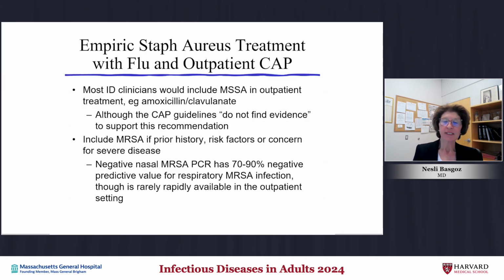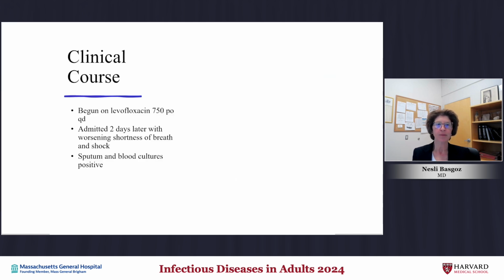And most ID clinicians would therefore include at least MSSA in outpatient treatment, although there's not specific evidence for this. Include MRSA if they have a history of colonization, if they have risk factors or concern for severe disease. Remember that a nasal swab has a 70 to 90% negative predictive value for respiratory MRSA, though it's rarely available in the outpatient setting. And in patients with severe disease, we would not rely on this negative predictive value.